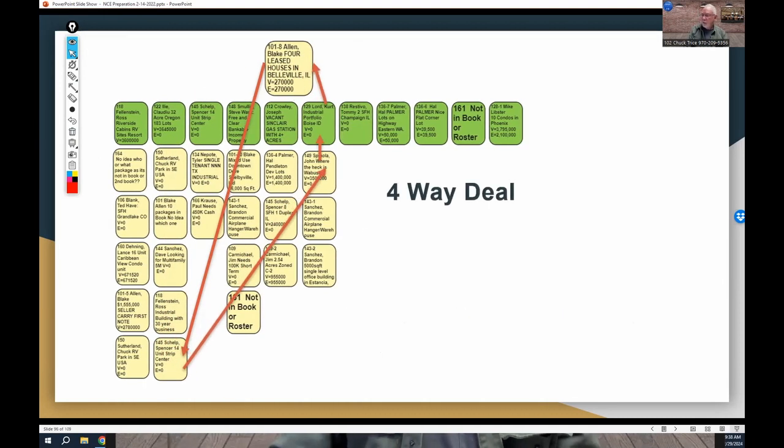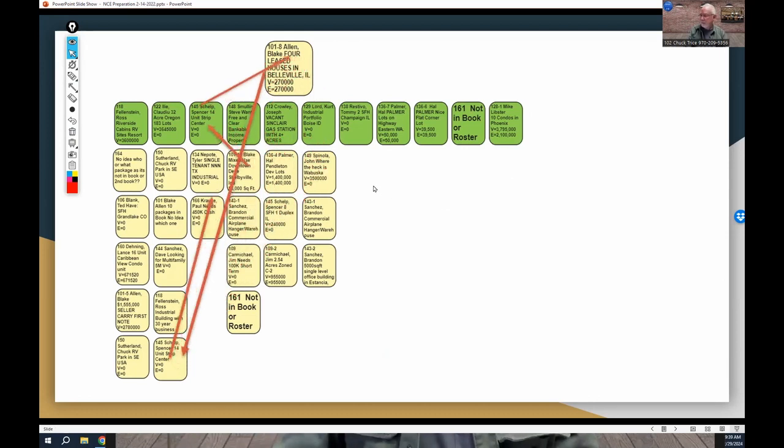Okay, and here's a 4-way deal. Blake says, I'll take the shopping center. The shopping center says, well, I don't quite want the top of the board, but I would take Wabusca, John Spinola's Wabusca for $5 million. John says, well, yeah, I would still take Kurt Lord's portfolio in Arkansas. And then Kurt says, already said he'd take Blake's houses. So you have a 4-way deal right there.